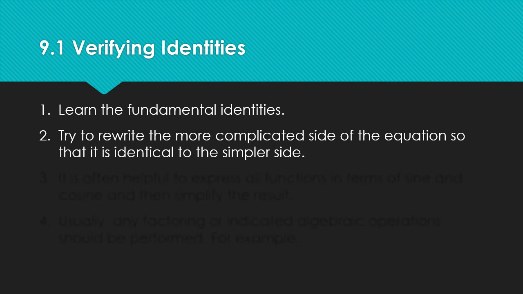Once you know them, then what you're going to do is you're going to be rewriting the more complicated side of an equation so it's identical to the simpler side. What we're doing with verifying identities is they will say, show that this expression is the same as this expression, that they're equal. And you're going to do that by using the identities one step at a time and changing one side into the other, changing it to look like the other side. It's best to try to start with the complicated side and work from there towards the simple.